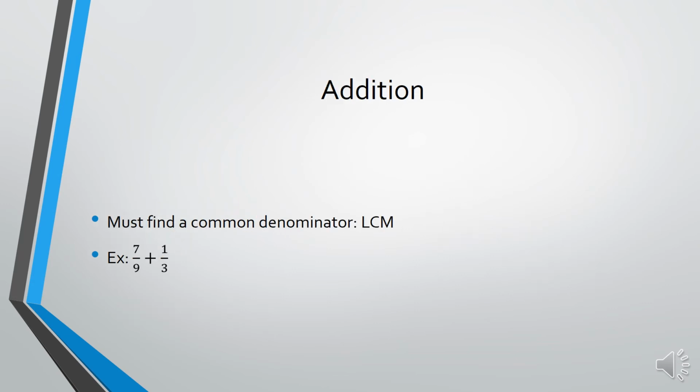For addition and also subtraction, you're going to have to find what's called a least common multiple to find the common denominator. It doesn't have to be the least common multiple, but that's probably going to be your easiest. So a common denominator is going to be a number that both of the denominators divide into. So for example, 7/9 plus 1/3. I'm trying to think of what's the least common multiple of 9 and 3. So I need a number that 9 goes into and also 3 goes into.